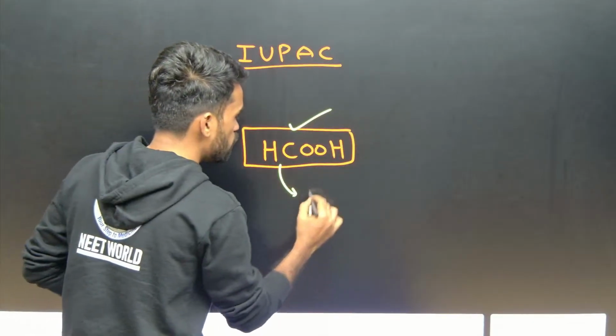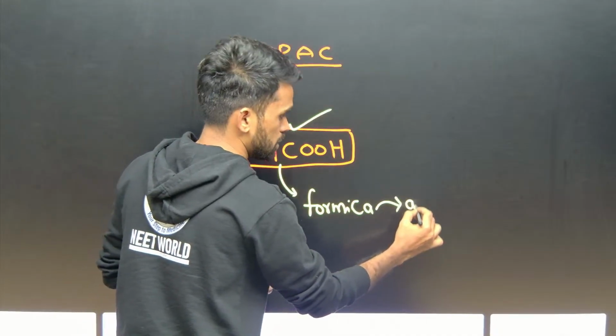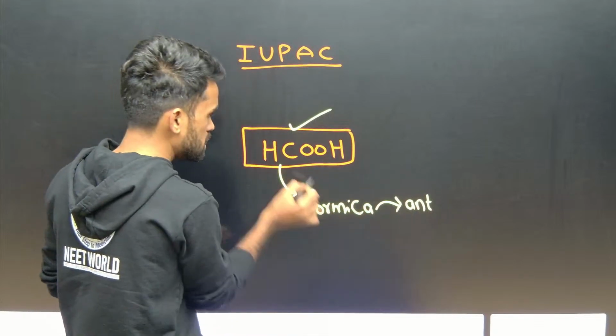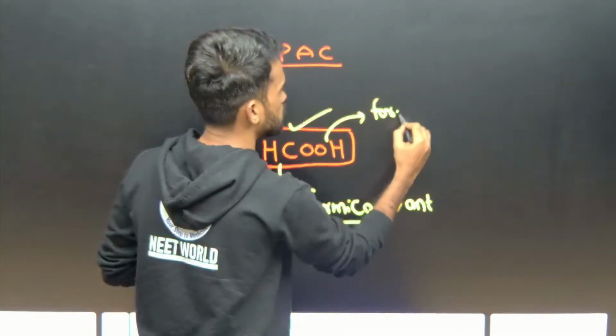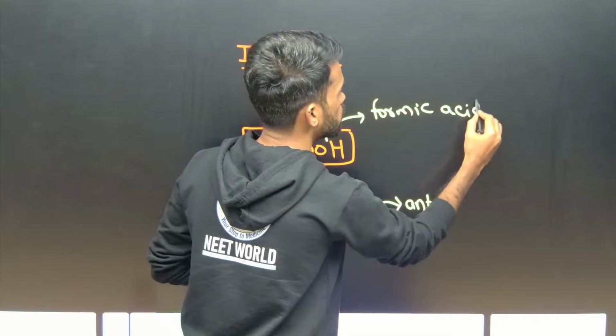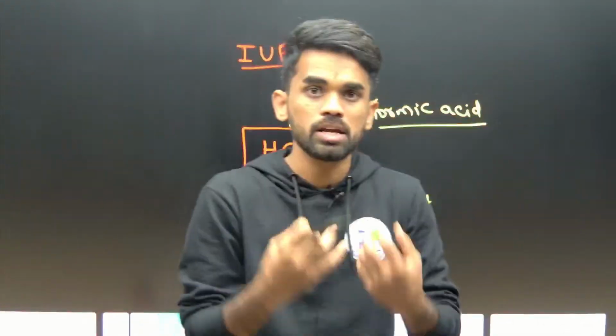In Latin, formica is a word that means ant. This compound comes from the ant, formica, therefore it is called formic acid. Looking at the origin of a compound, common names or trivial names are given. Something like from butter we get butyric acid. Like that, from the origin they are coming from, they are named. Those are called common names.